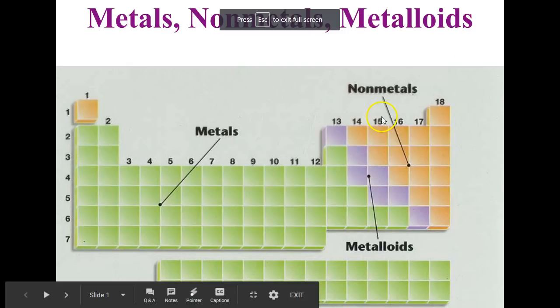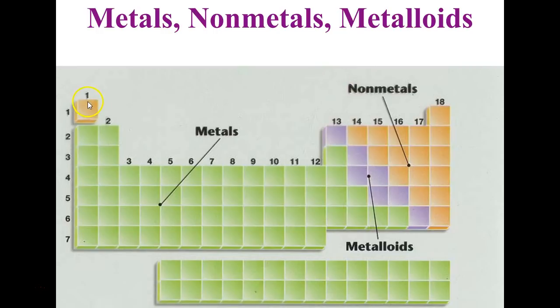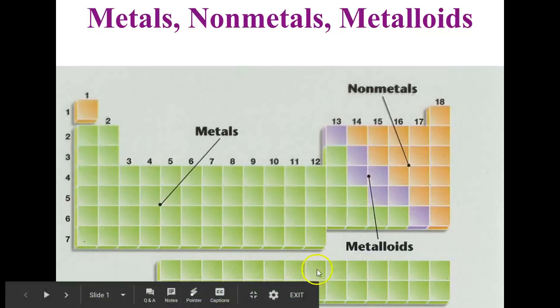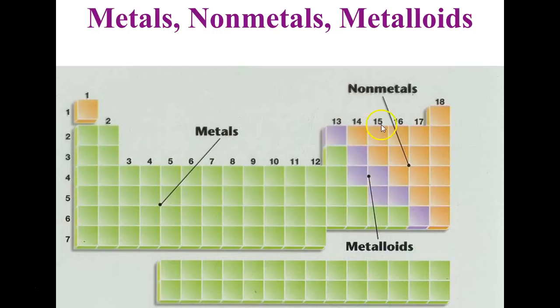Please listen carefully. Metals, nonmetals, and metalloids. This is the periodic table. These are the three categories that we will be studying mostly here in 6th grade. Everything in green is a metal, everything that is in blue is a metalloid, and everything in red is a non-metal.